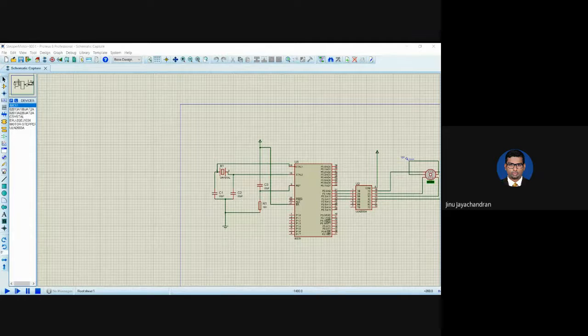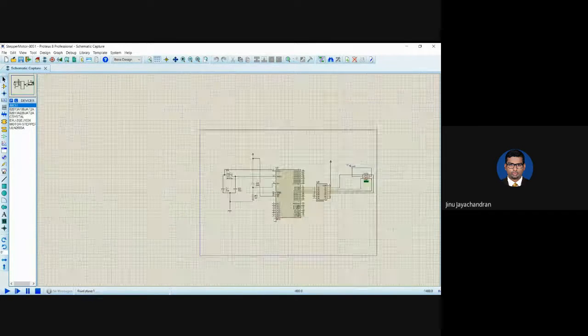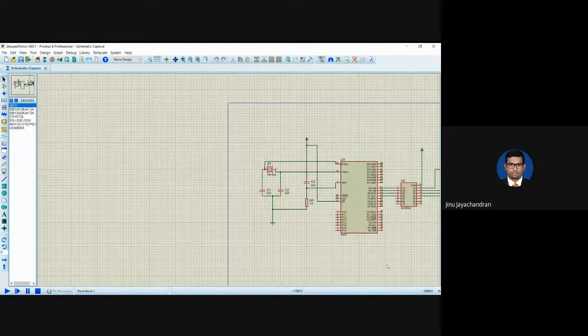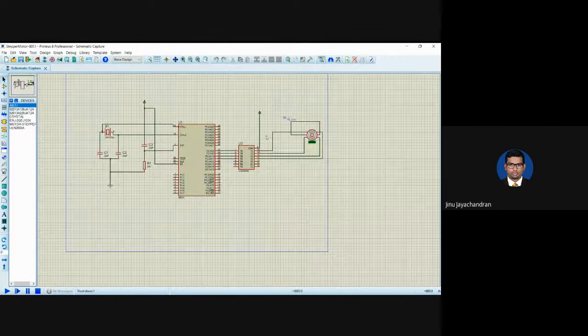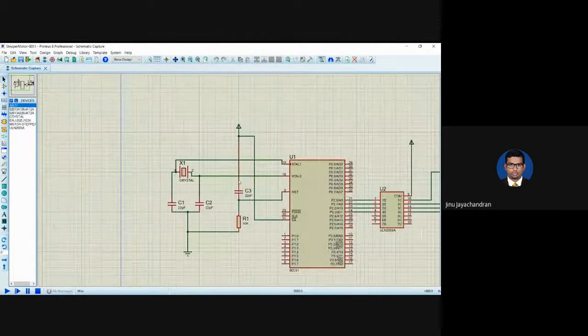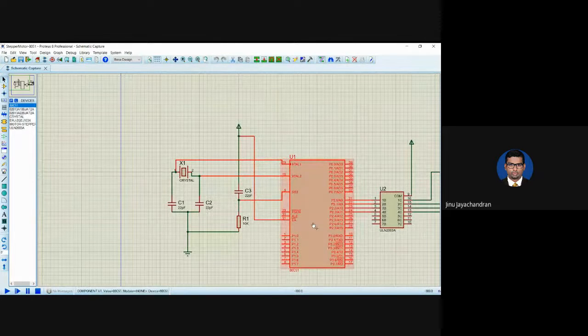Okay, I hope you can see my Proteus screen. I'm not expecting everybody to have Proteus software, but if you have it, that is well and good. Okay, so this is your controller.